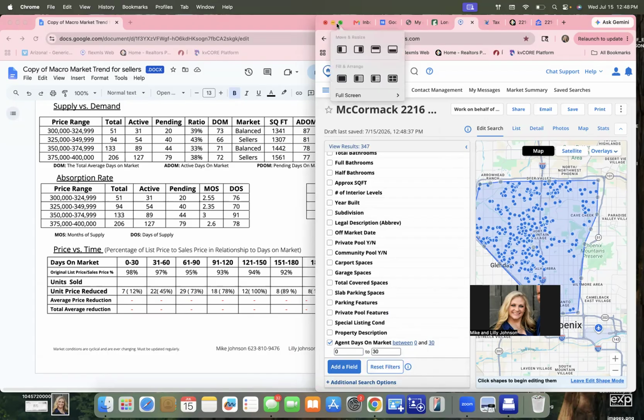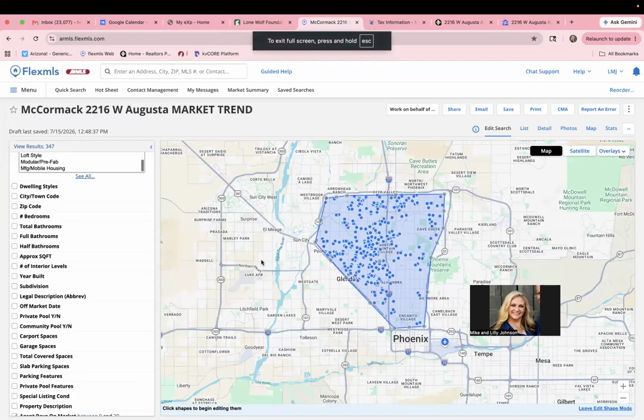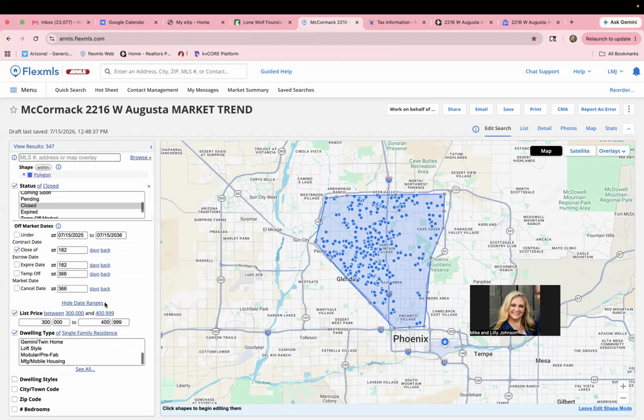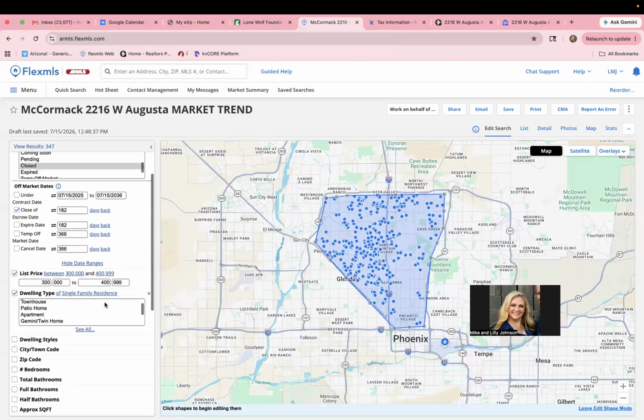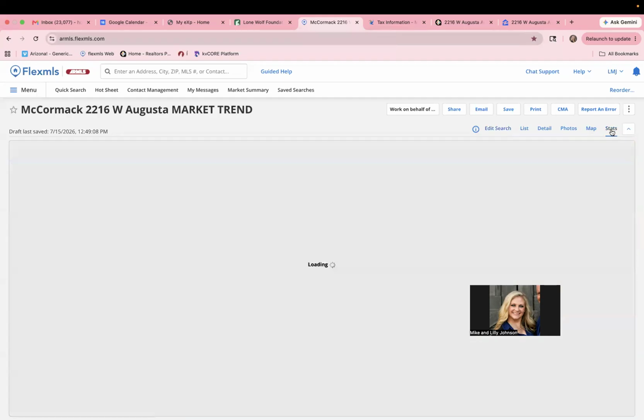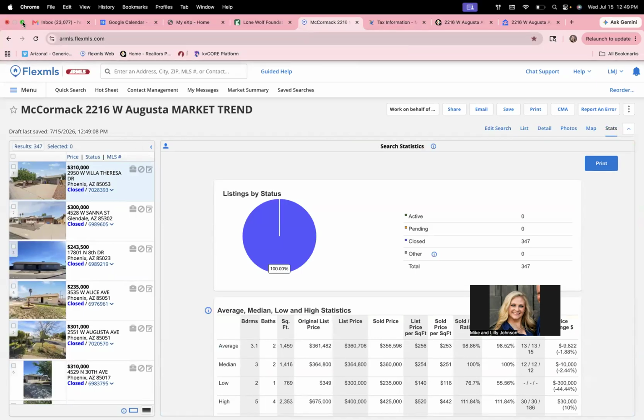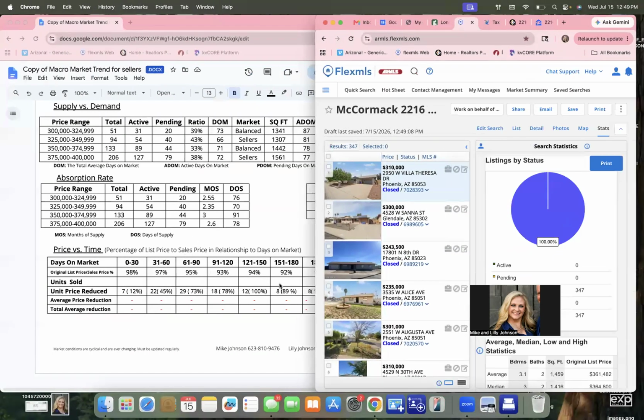Okay. It says 347. I wonder if that's... Now I'm going to hit stat here, and you'll see why. Okay. So I want to know a couple different things. I'm going to write this down because I'm going to have a hard time seeing.